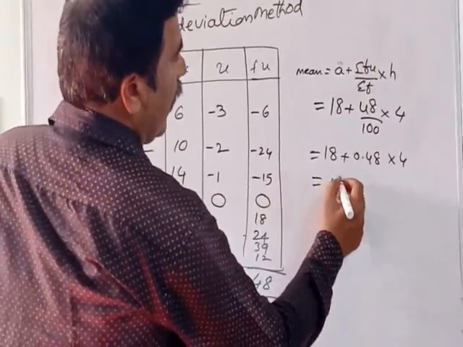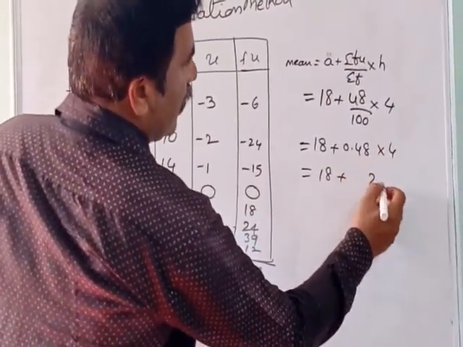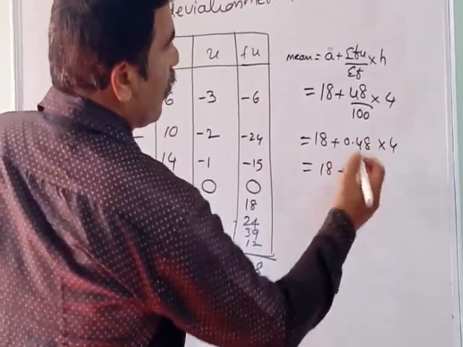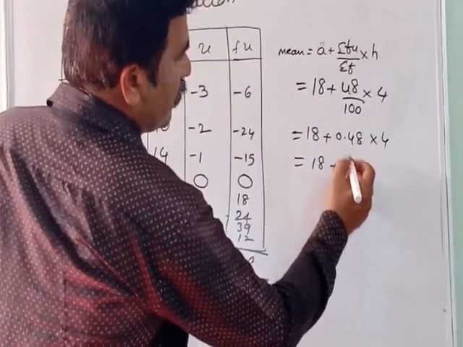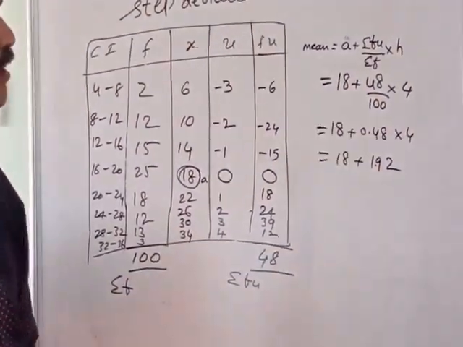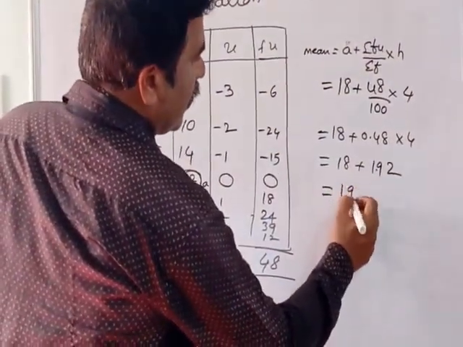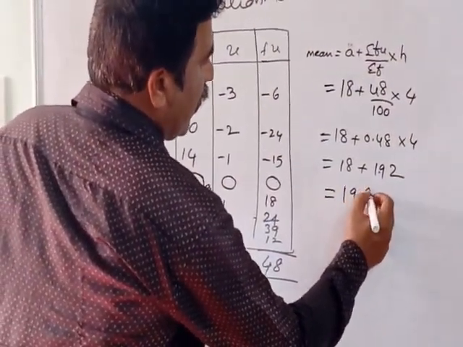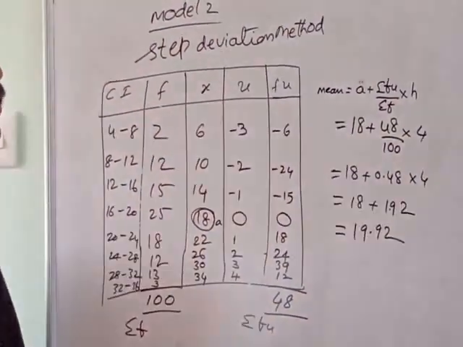Simplify 18 plus, multiply 4 with this. 4 8s are 32. 4 4s are 16. Keep the decimal here. 2 decimal points are there, therefore here also keep the decimal after 2 digits. Now add them. You will get 19.92. 18 plus 1.92 is 19.92.